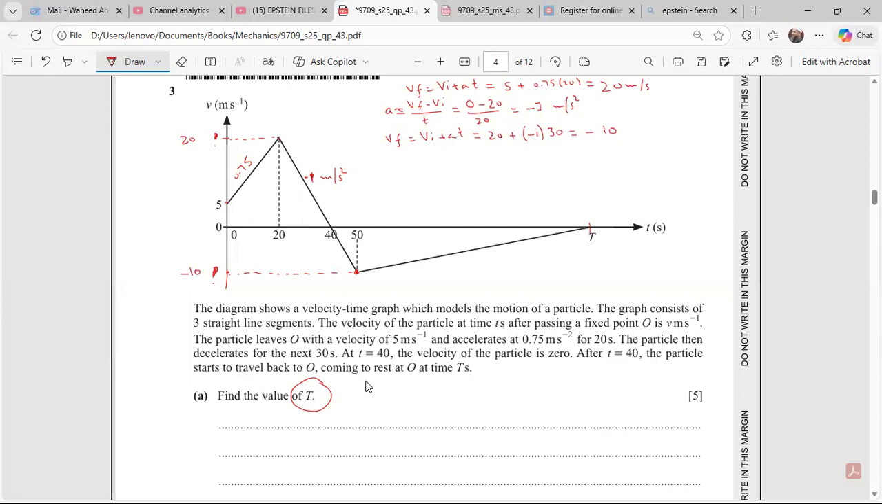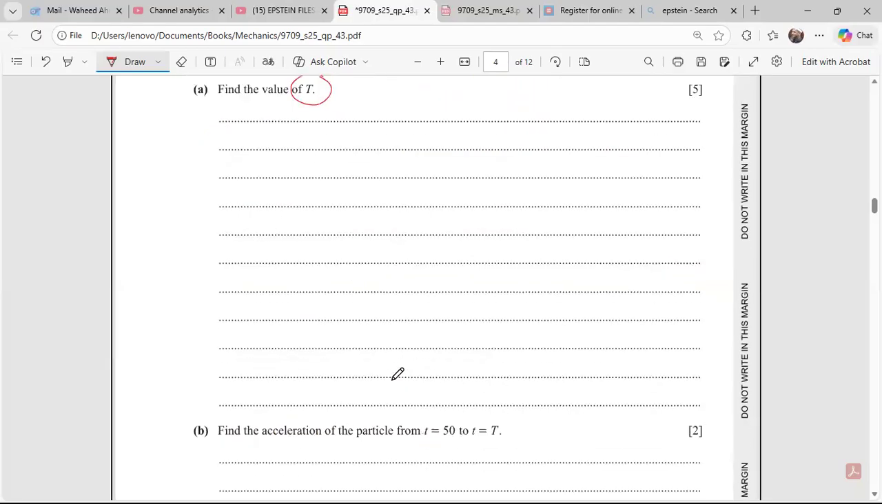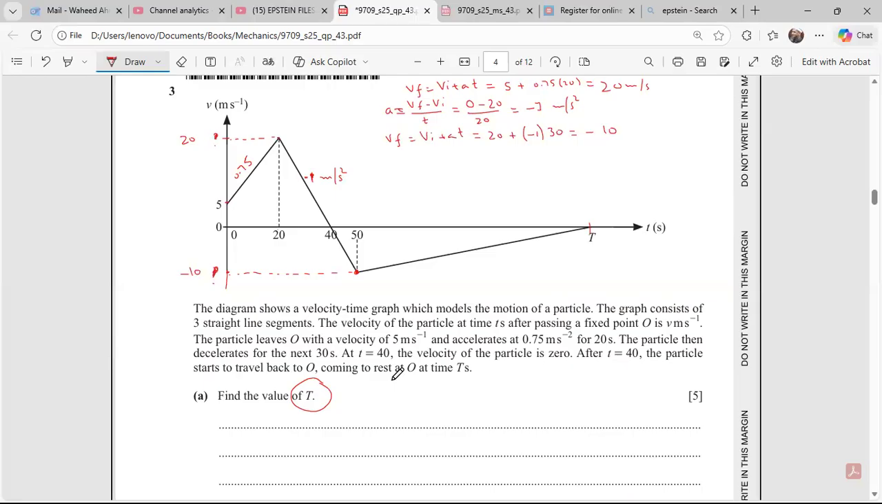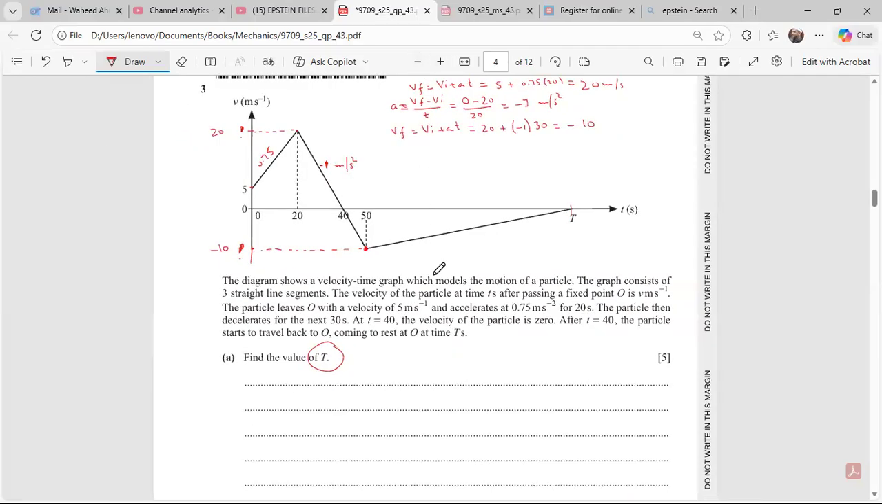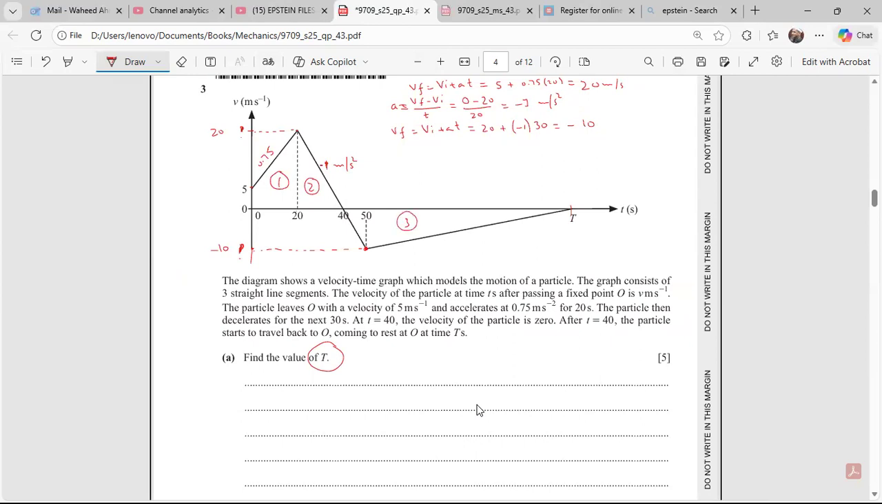Now I will find the total positive area and equate it to the total negative area. That way we will find the value of T. So what is the total positive area? Here I have two positive areas, 1 and 2, and one negative area, 3, in the form of a triangle.